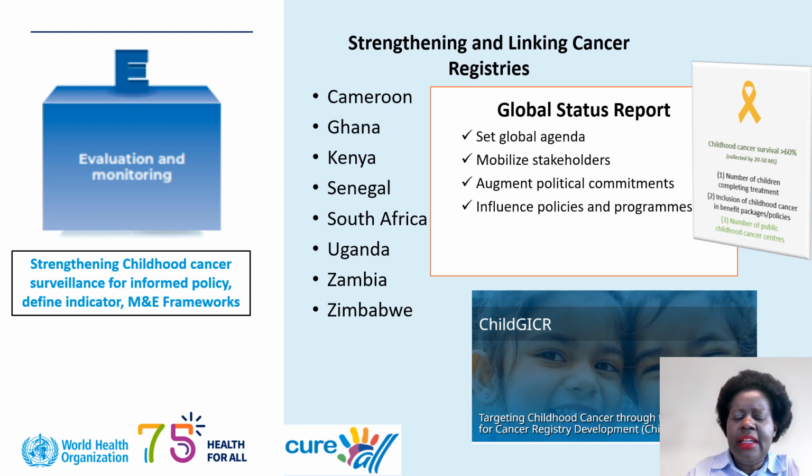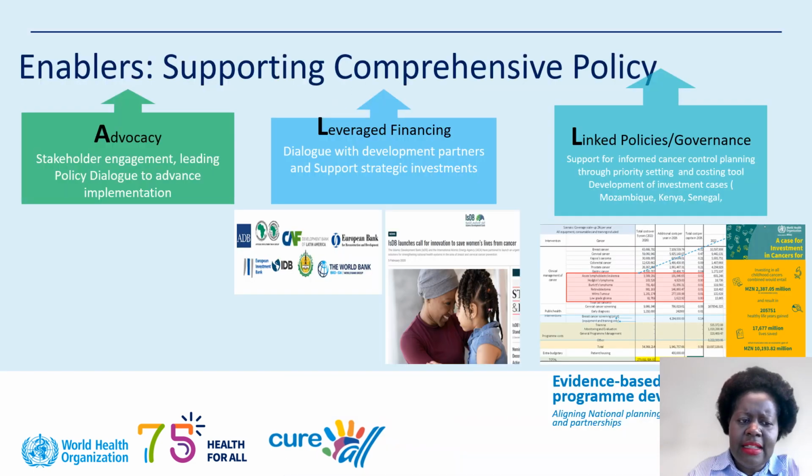Evaluation and monitoring, strengthening and linking cancer registries: we have the following countries that have been able to do that. And when we look at the enablers that are supporting the comprehensive policy, we've seen increased advocacy and stakeholder engagement, where we saw in Ghana that the First Lady was part of the international strategic dialogue. We saw how they've also worked to ensure that childhood cancer was included in the national health insurance, leveraging financing.